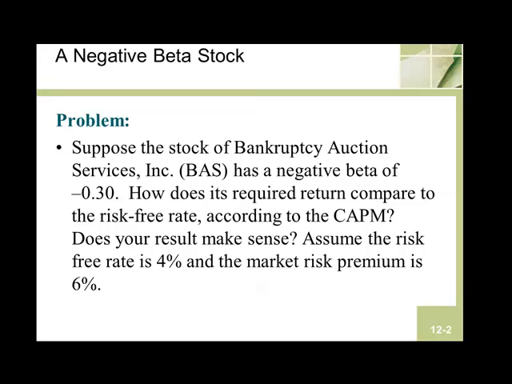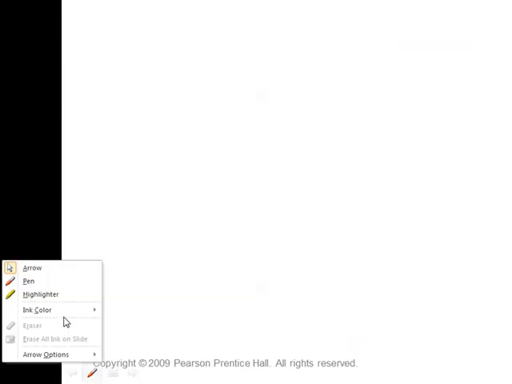rate. As long as the market risk premium is positive, which means that people demand a higher return for investing in the market than they do for a risk-free investment, then the second term in the capital asset pricing model is going to have to be negative if the beta is negative. Let's look at this and see again what implications this is going to have.